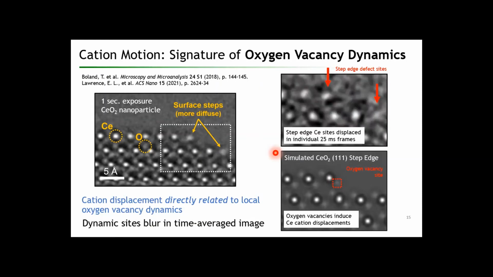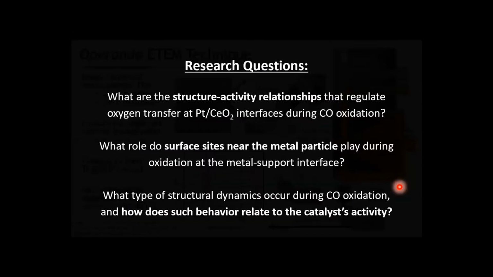And with some molecular dynamics work, they were able to show that when oxygen vacancies form, the nearby cerium is actually sort of repelled by that. It's moving away. And so we have this tool that allows us to investigate the oxygen vacancy dynamics by looking at what's happening to the cerium in the structure. So with this in mind, what we want to investigate are what are the structure activity relationships at platinum cerium interfaces during CO oxidation? What role do the surface sites near the metal support interface play? And what type of structural dynamics occur during CO oxidation, and how does this relate to the activity of the catalyst?